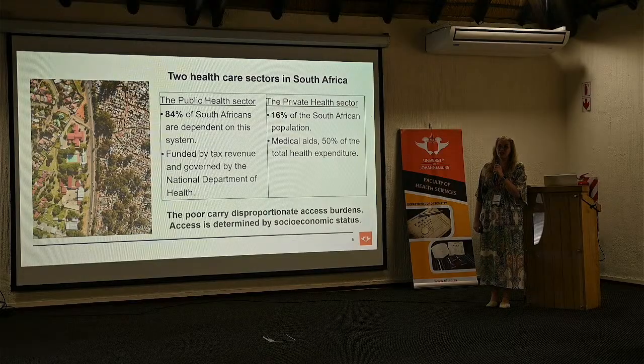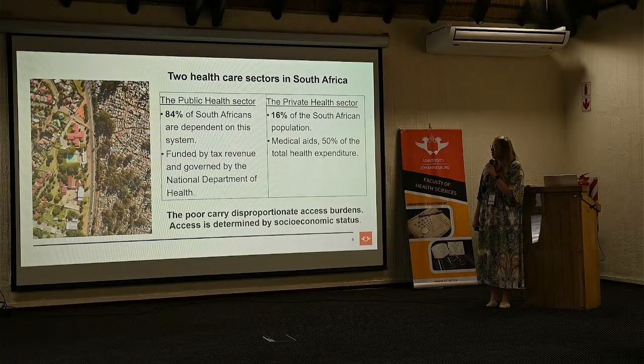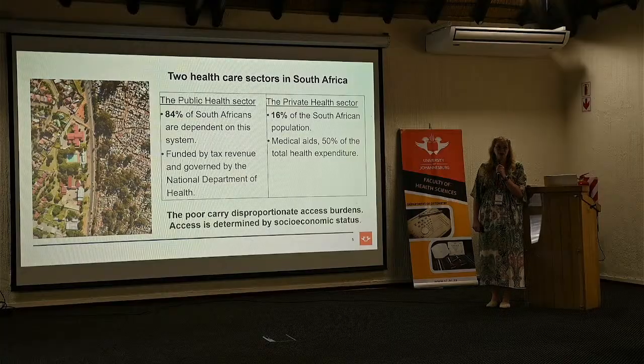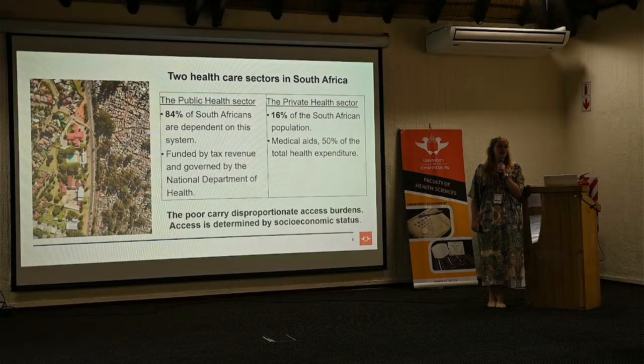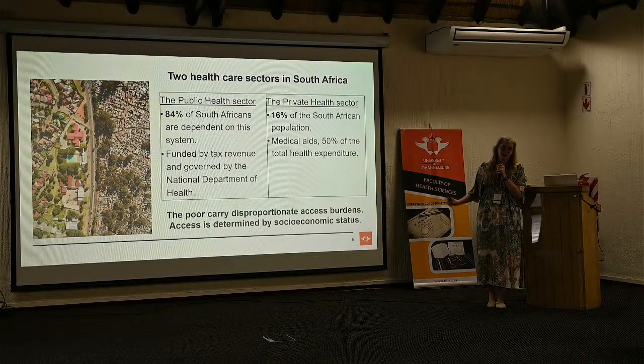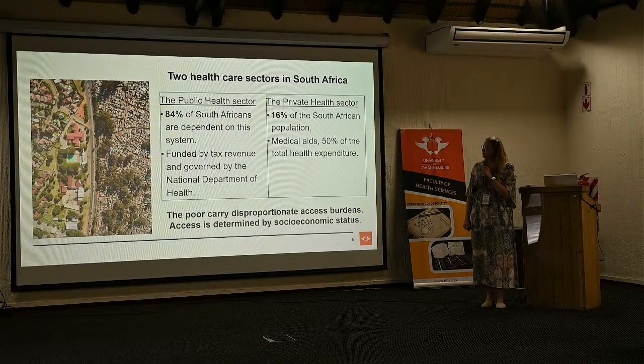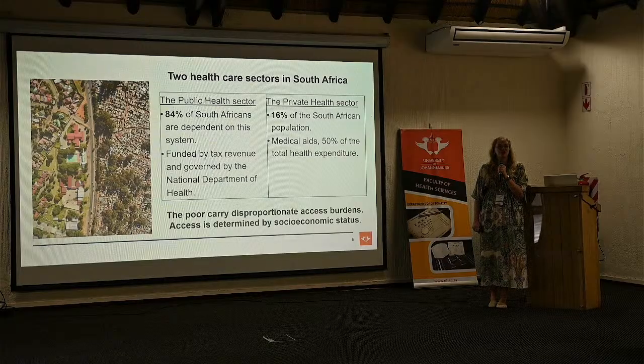The healthcare sector in South Africa is also very polar, very divided, where 84% of the population is dependent on the public sector for healthcare access. Only 16% of the population depend on or are able to afford private healthcare access by means of medical aids. 50% of our country's healthcare spending is spent on 16% of the population. The poor, therefore, have disproportionate access barriers. Hence, access is determined by socioeconomic status.